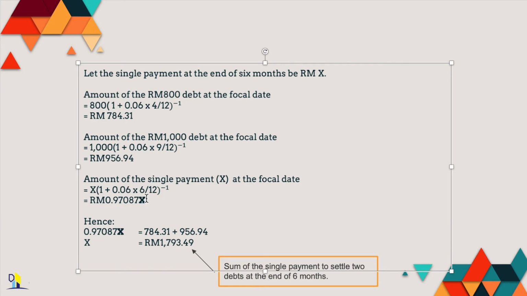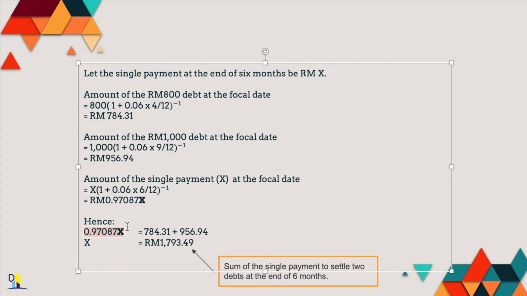So we know that 0.97087X is going to be equal to 784.31 plus 956.94, as these two values are the money that we have borrowed and this is the payment that we are going to make, hence it has to be equal. So now all we got to do is put these two equations, which is what equation of value means, on the left and on the right, same value but you have an unknown to solve, and we leave that unknown as X, which is our single payment value.